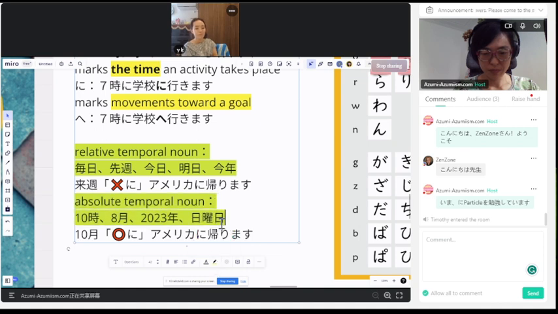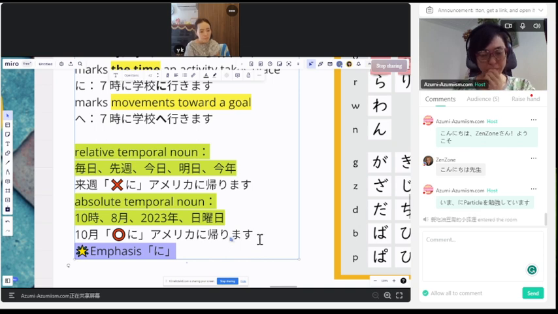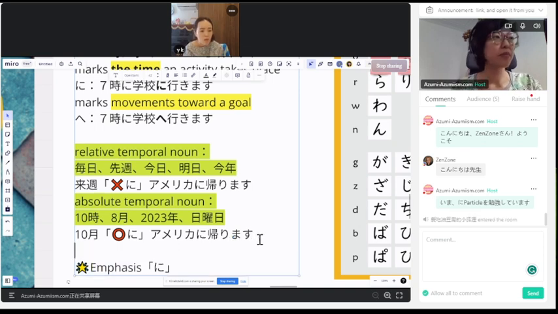7時にコーヒーを飲みます. For days of the week, we also use the ni particle. 日曜日にテレビを見ます. I will or do watch TV on Sunday. For words like today, tomorrow, etc., or for regular intervals like every day, or for when, we do not use ni. You cannot use ni. For today, 今日, tomorrow, 明日, regular intervals, every day, 毎日, or when, いつ, no ni.